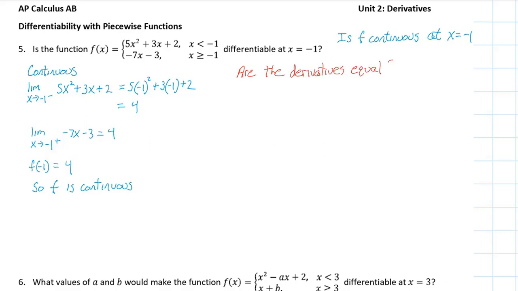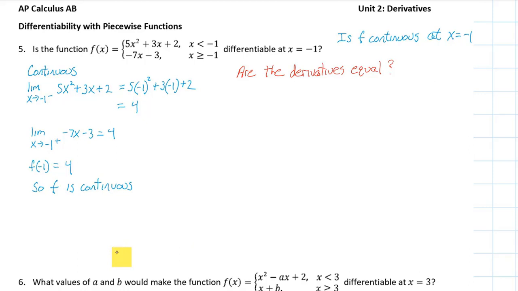In other words, you remember our sharp turns. If I have an absolute value function like that, the derivative over on the left is negative, the derivative on the right is positive, and so this would not be differentiable in that case. Okay, so I need to find the derivatives. So we're going to do that next.